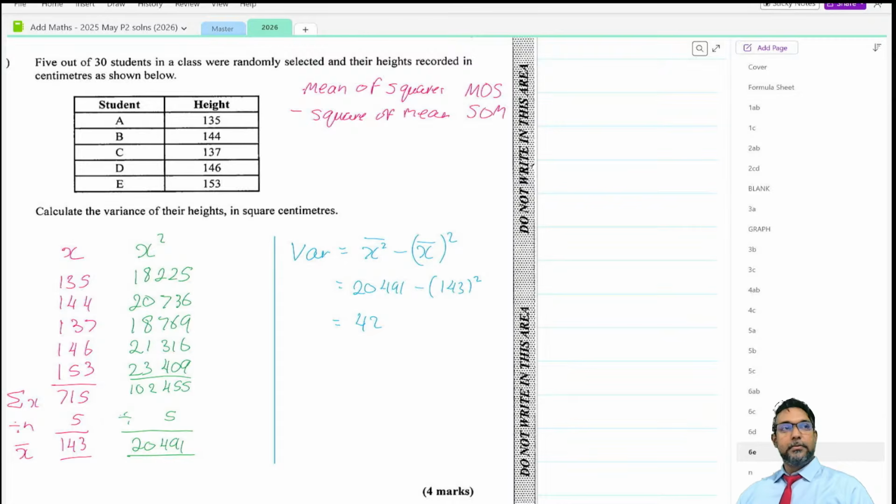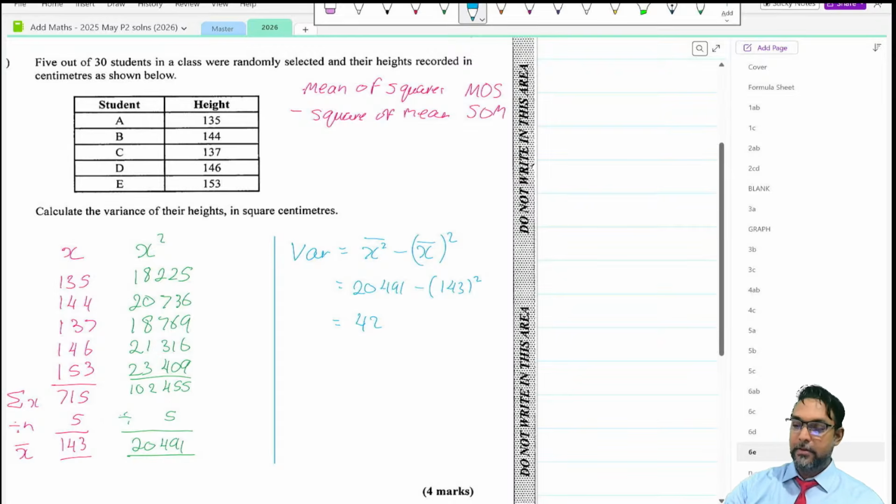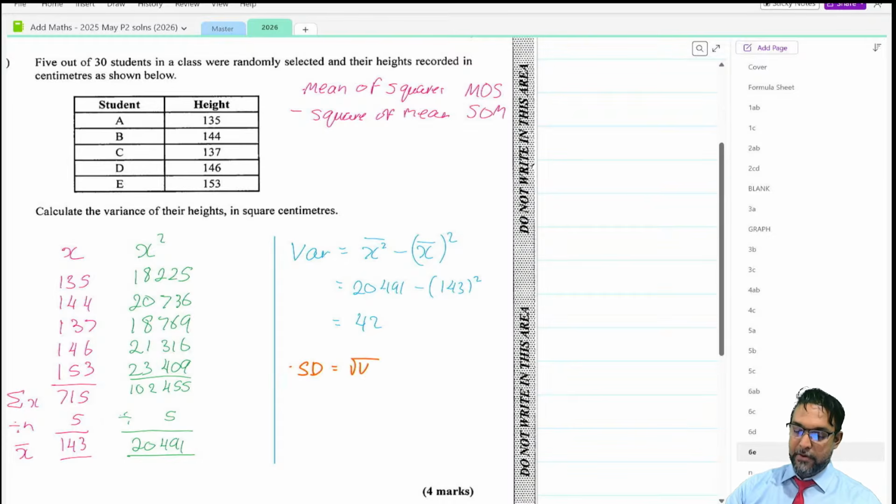But if they ask for standard deviation, you would have to square root that answer. Just square root the 42, right? Correct. If they had asked for standard deviation, that's the square root of the variance.